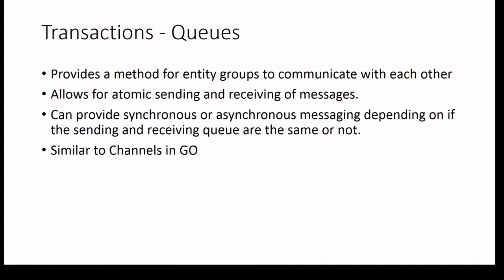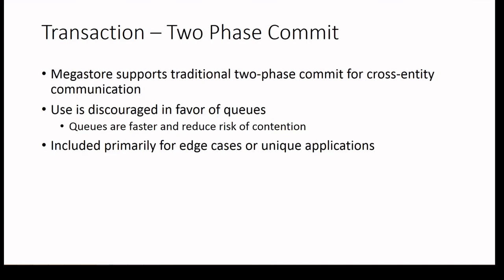The way that Megastore performs synchronous messaging is if the sending and receiving queue is the same, then it would be synchronous. That is, it can't send a message until it receives a message, or vice versa. Whereas if you have a separate sending and separate receiving queue, then the messaging is by definition asynchronous.